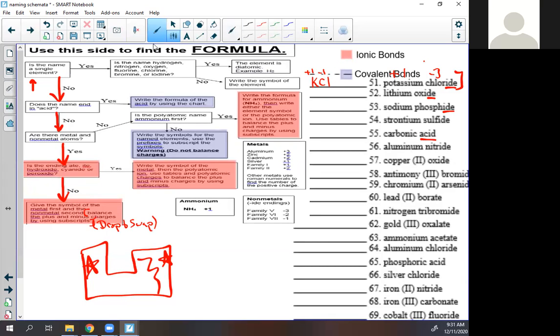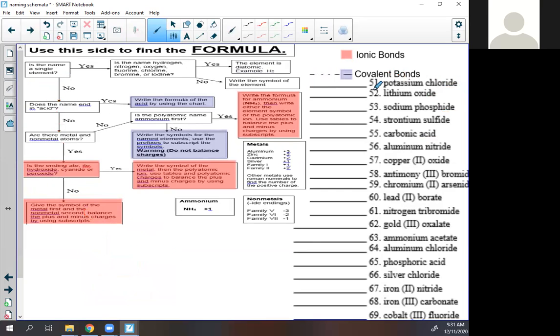Okay, let's look at 52. Lithium oxide. So same thing. It is not the name of a single element. Does it end with the word acid? No. Are there metal and non-metals? Yes, there are. It does not end with any of those. So we're in the same box again. I'm going to put it here because it's just a lot more room. List the symbol of the metal first. That's Li.